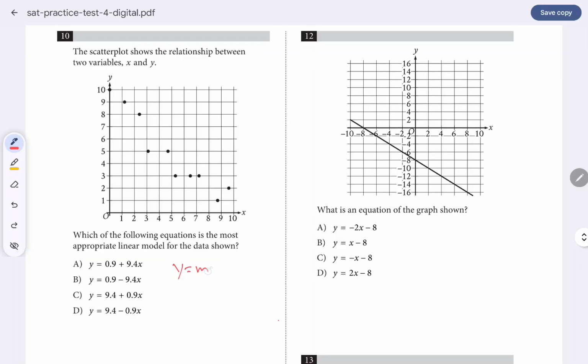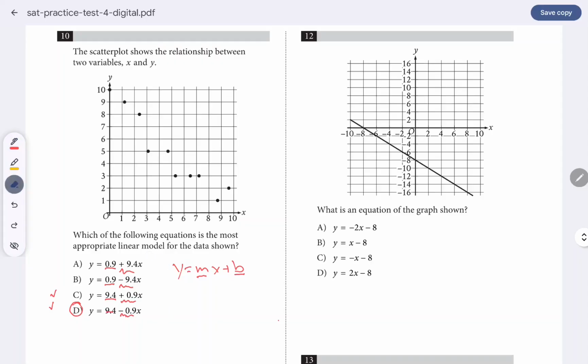Remember, the equation for a line is y equals mx plus b, where m is your slope and b is your y-intercept. In all our answers here, that would be our y-intercept, and this would be our slope. The two y-intercepts that are closest to 10 would be C and D. And of the two, the only one with the negative slope is D. So D is our answer.